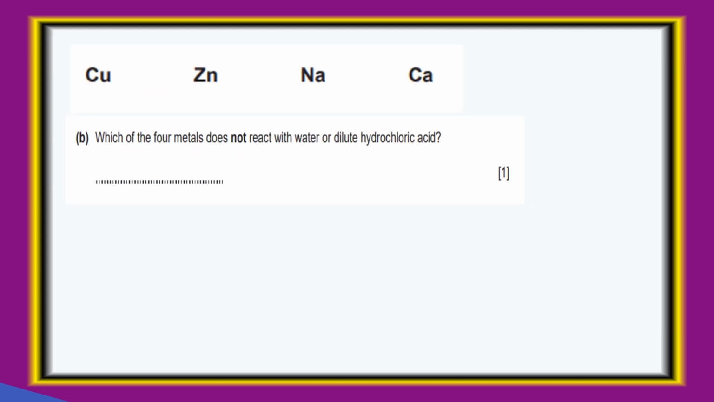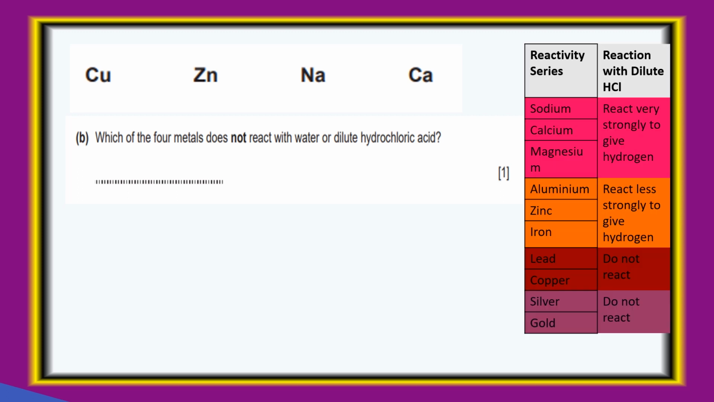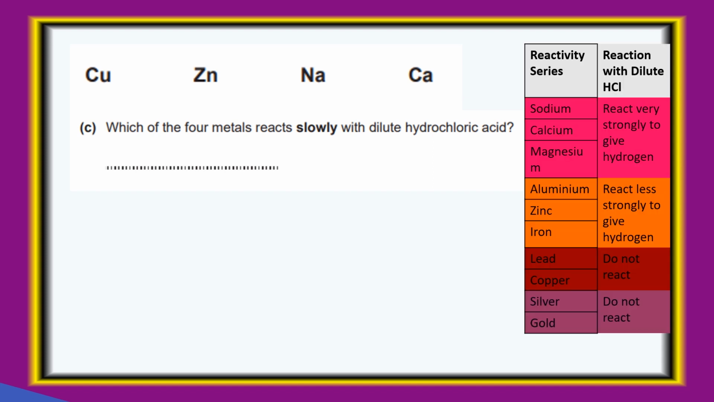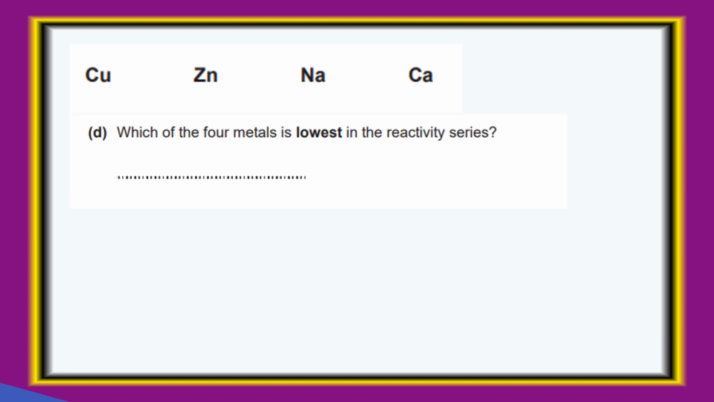Which of the four does not react with water or dilute acid? Which of the four metals reacts slowly with dilute hydrochloric acid? Zinc. Which of the four metals is the lowest in the activity series?